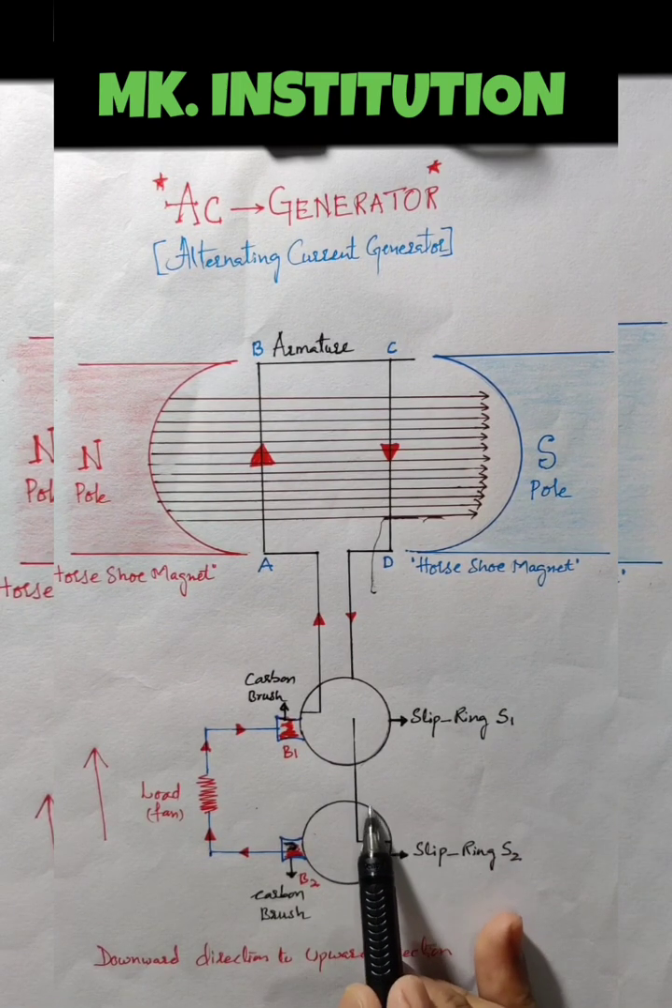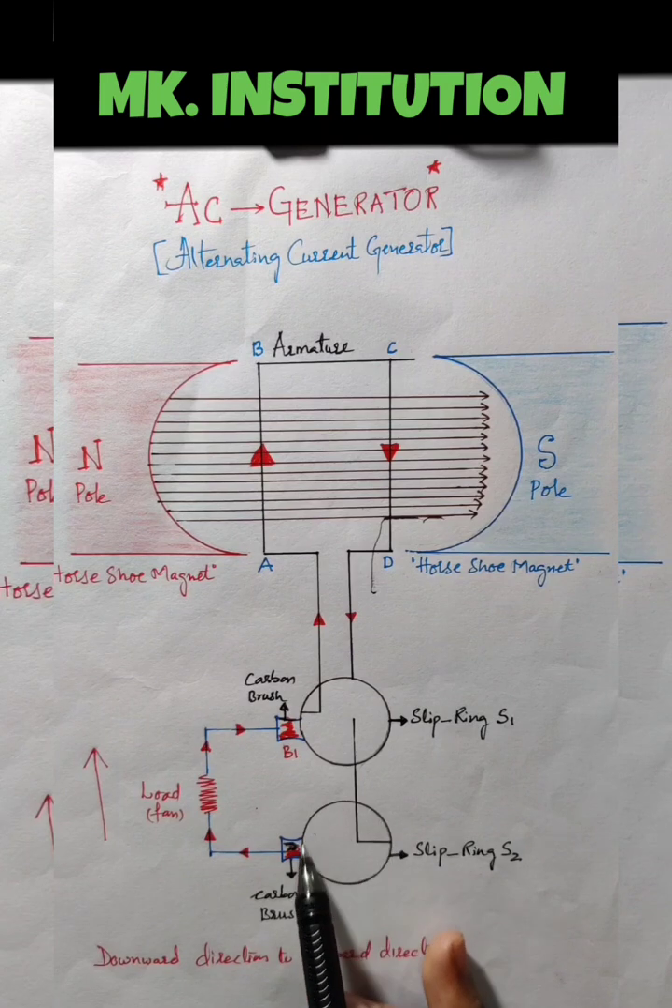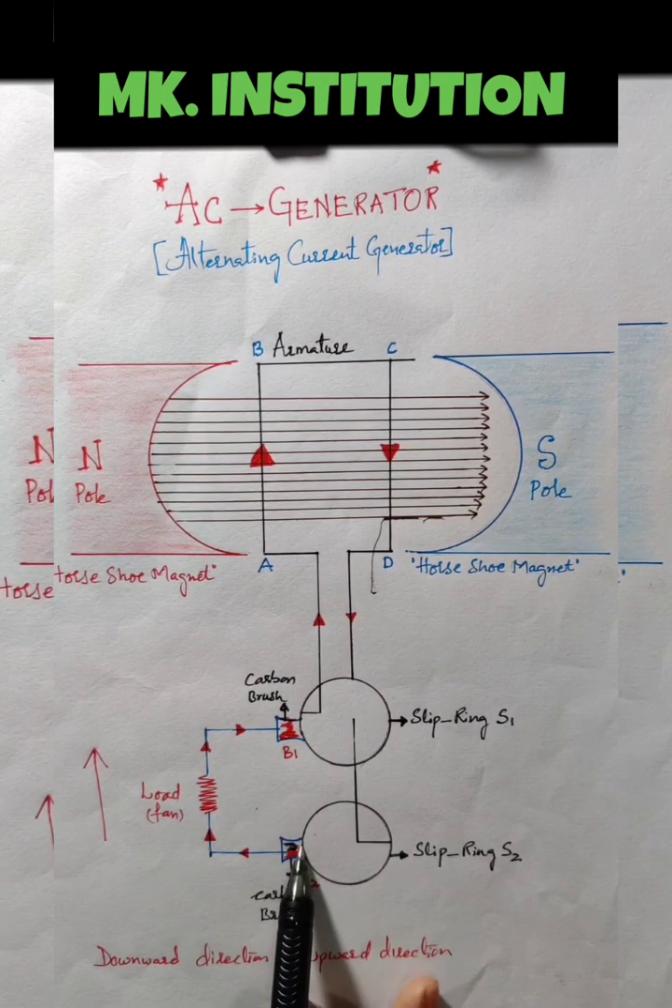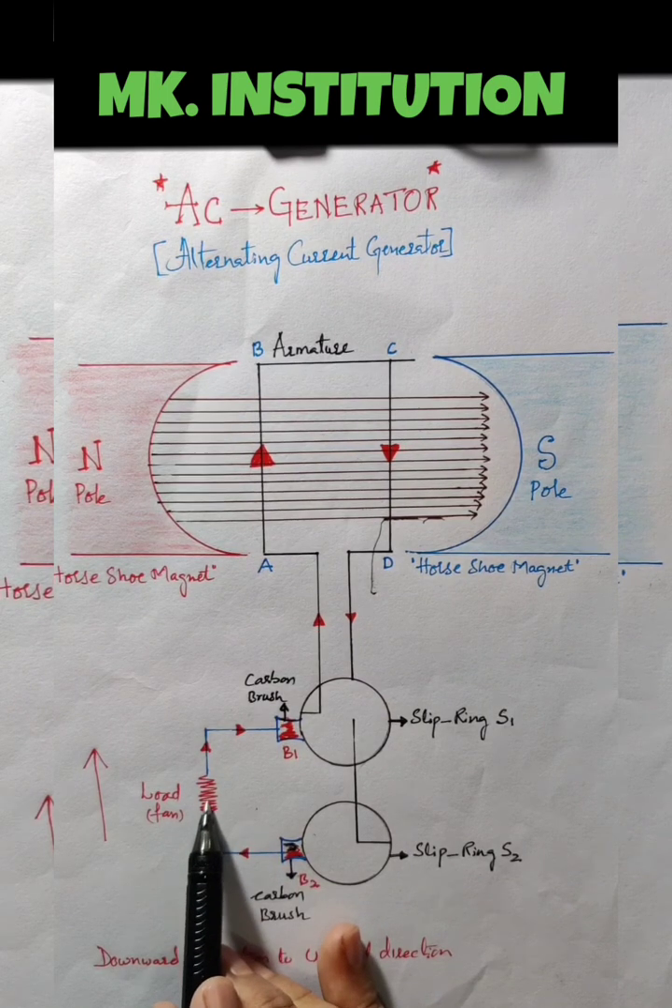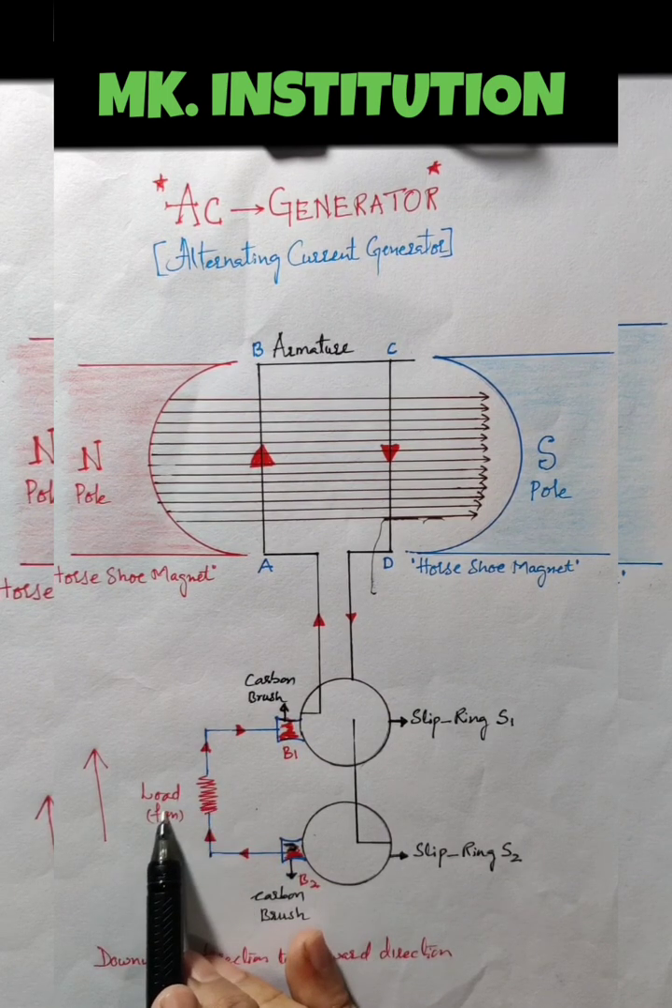Now from here it rotates in the slip ring, and then with the brush 2. This is the brush 2. From the brush 2, it enters into the load resistance. The load is nothing but a fan we kept here.